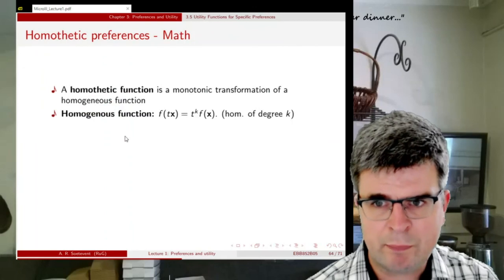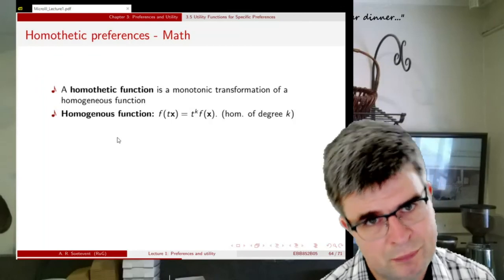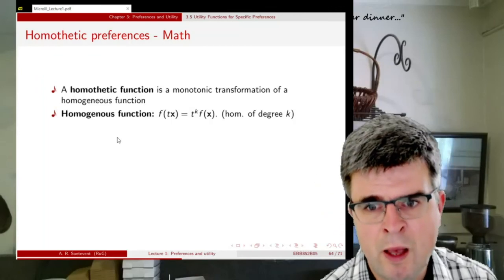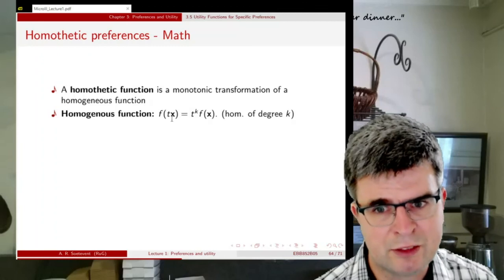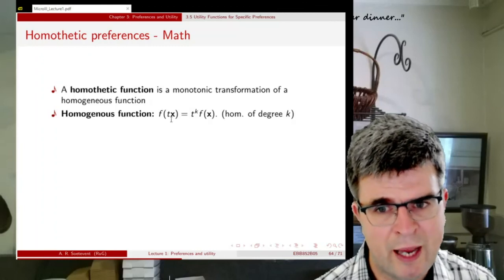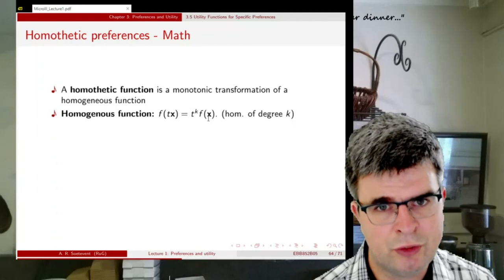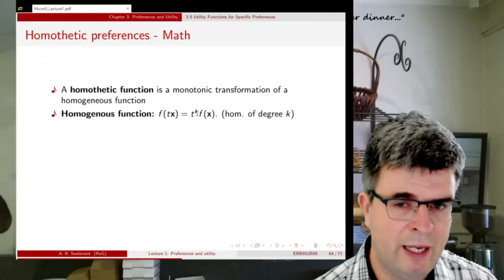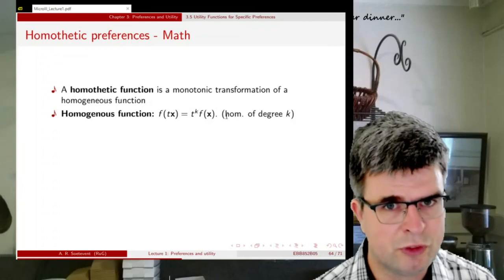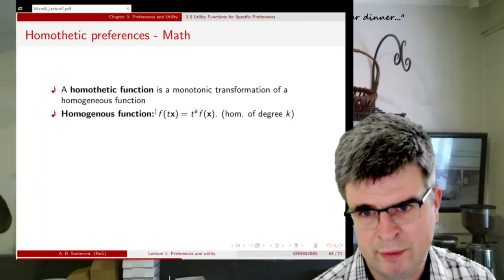Now, what is a homothetic preference? A homothetic function is a monotonic transformation of a homogeneous function. Next question, what is a homogeneous function? A homogeneous function is defined as a function such that if you multiply all elements in the vector x with a common factor t, then the function value will increase with t to the power k, where k denotes the degree of homogeneity. And we will come across these homogeneous functions quite a bit in this course.